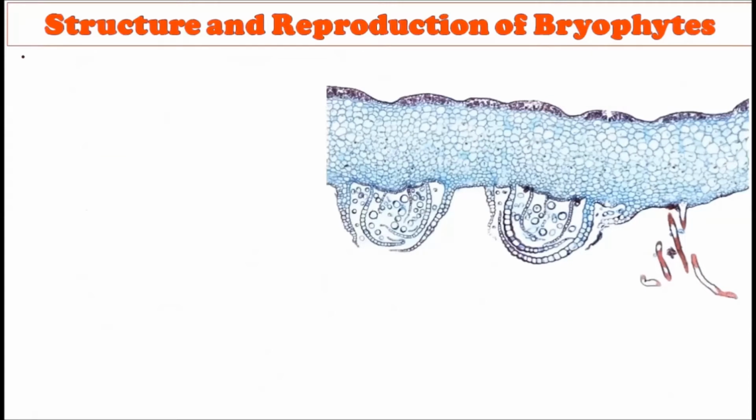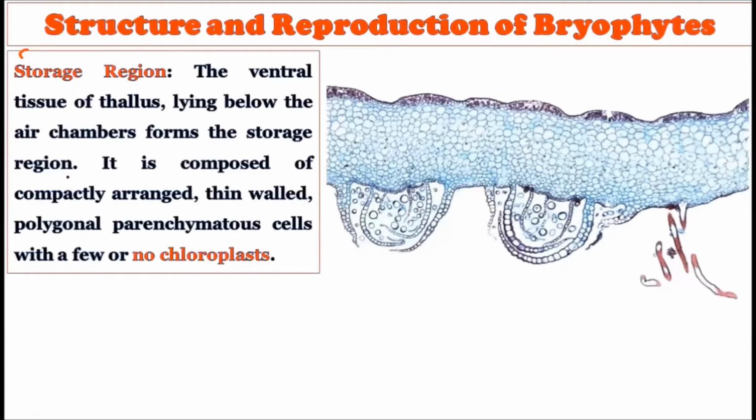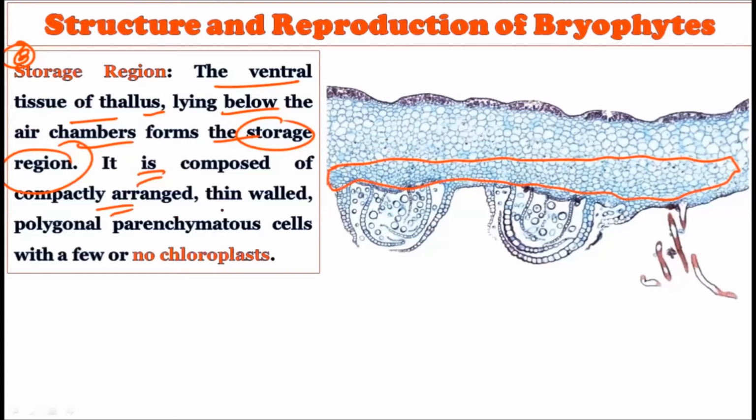Now see, the third one is the storage region. Okay, the third region is called the storage region, and this region is the third region below the photosynthetic region. Now see, the ventral tissue of the thallus lying below the air chambers forms the storage region. Okay, this region forms the storage region, and in this particular storage region, there is a storage of the food material. See, it is composed of compactly arranged thin walled polygonal parenchymatous cells.